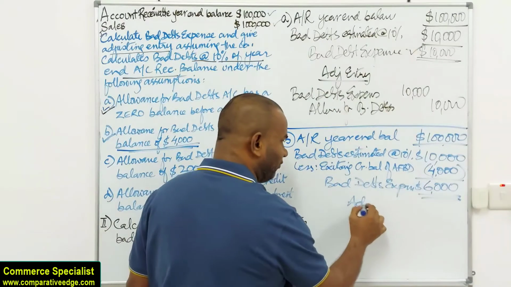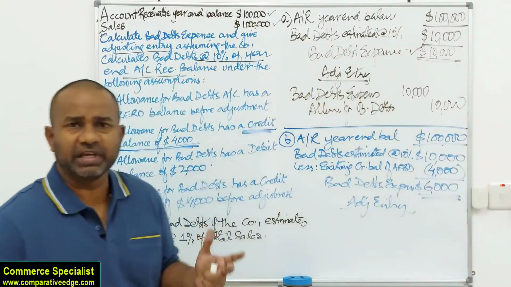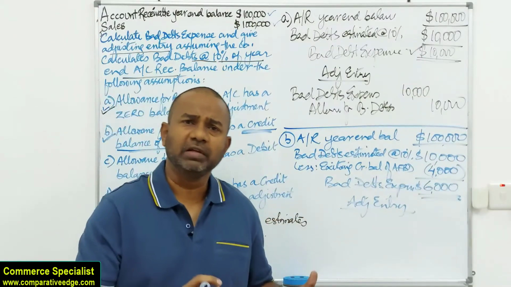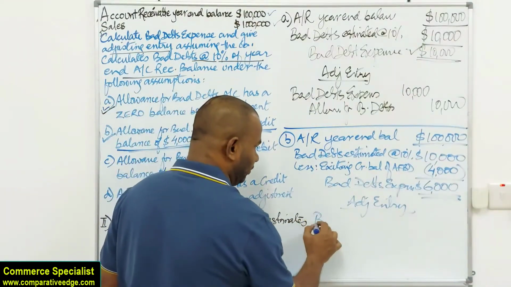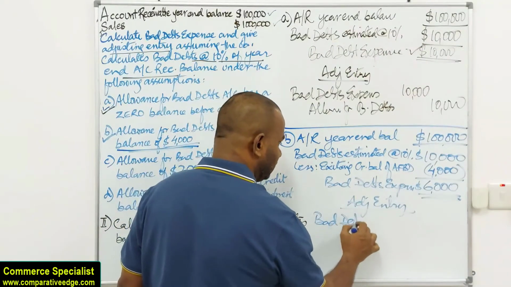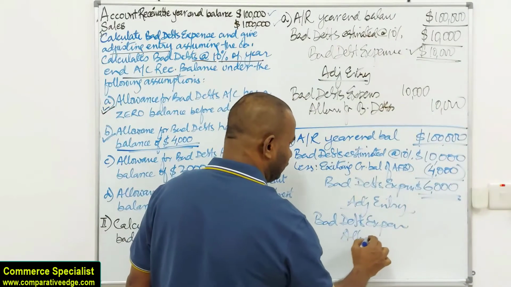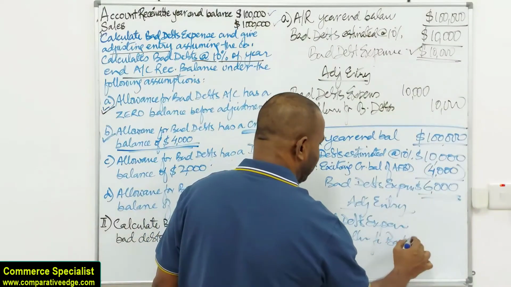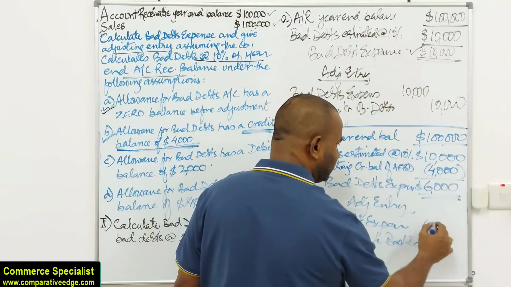With this amount I will give my adjusting entry, and the adjusting entry most of the time is the same. Bad debt expense debit, allowance for bad debts credit. So bad debt expense debit and allowance for bad debts credit with 6,000, not 10,000, 6,000.